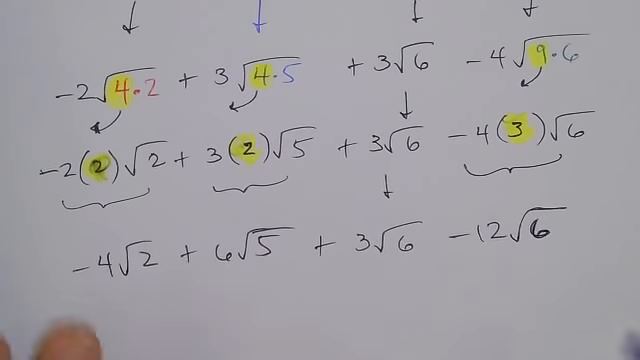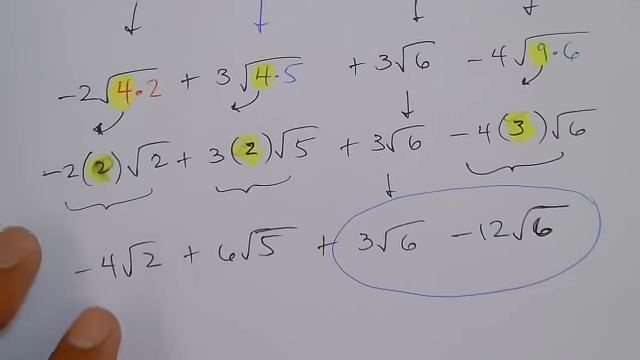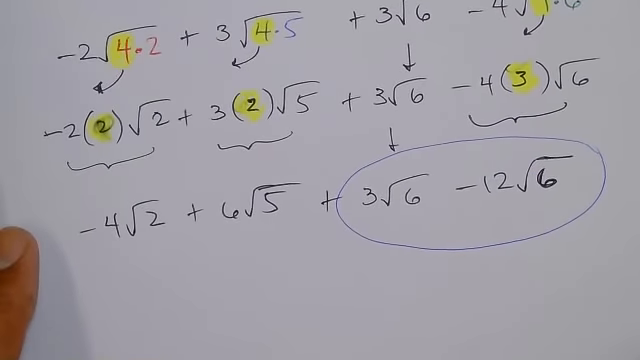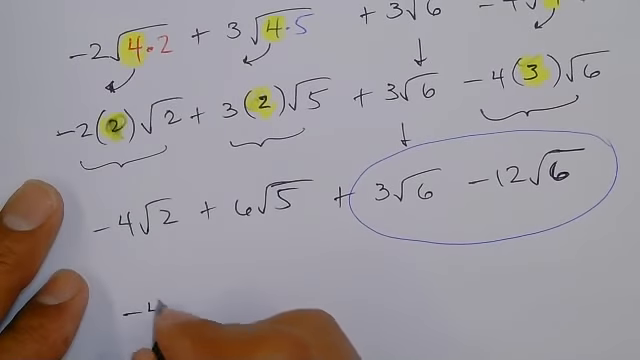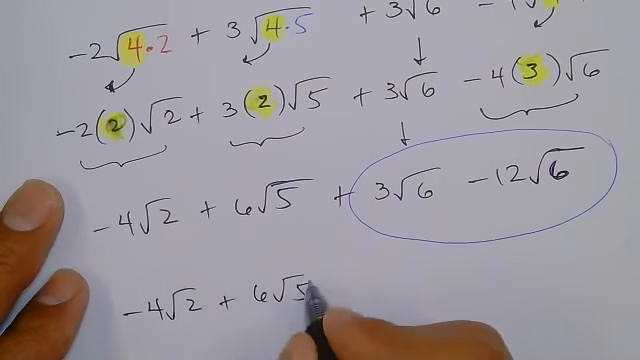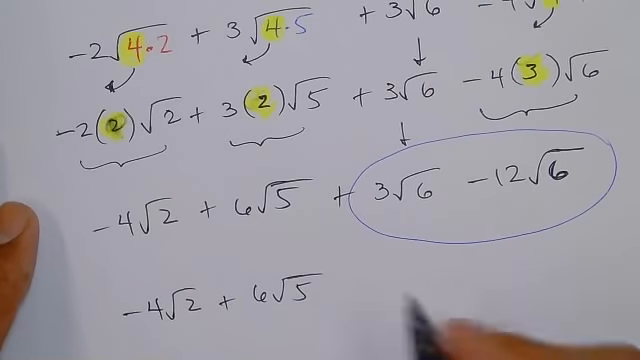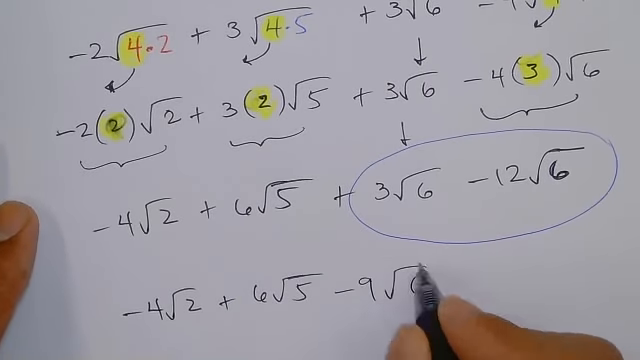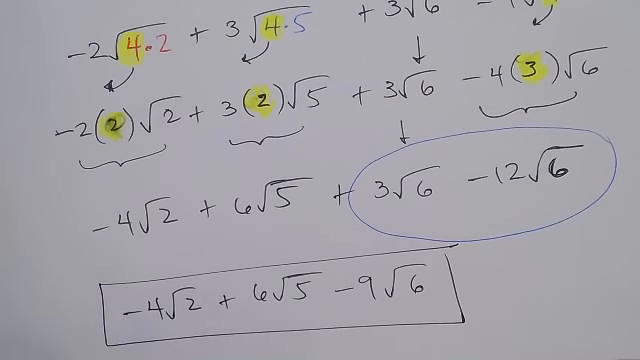Okay, now they're all in their simplest form. Anything that can combine? Any of these that have like terms and can combine? Yeah, these last two, huh? So final answer is negative 4 root 2 plus the 6 root 5. And what happens when you do 3 take away 12? Negative 9 root 6.